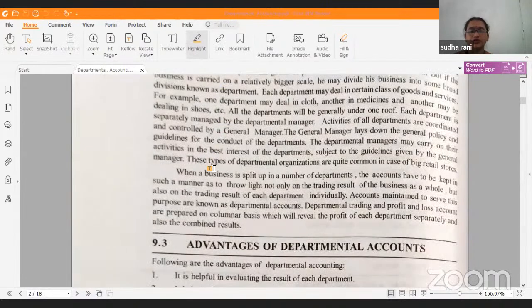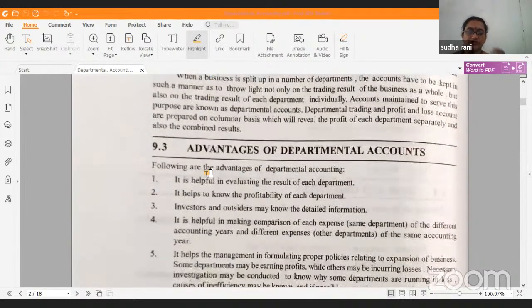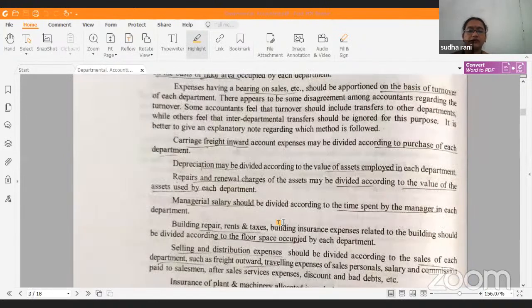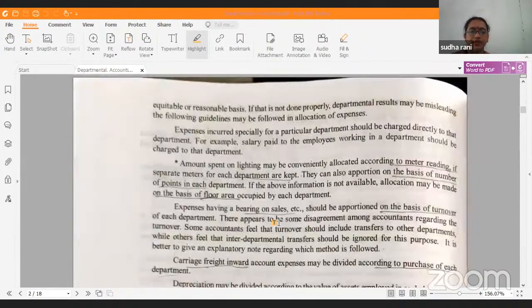Under departmental stores, he wants to maintain separate costs, to know the cost of each department and the profit made on each department. Sometimes he may need to transfer certain goods, services or assets. In that case, how does he distribute or allocate these costs? We will learn that. Departmental stores have different advantages also, and there is the maintenance of departmental accounts. Generally, he keeps a separate set of books for each department, which is easy, and sometimes he maintains combined books.